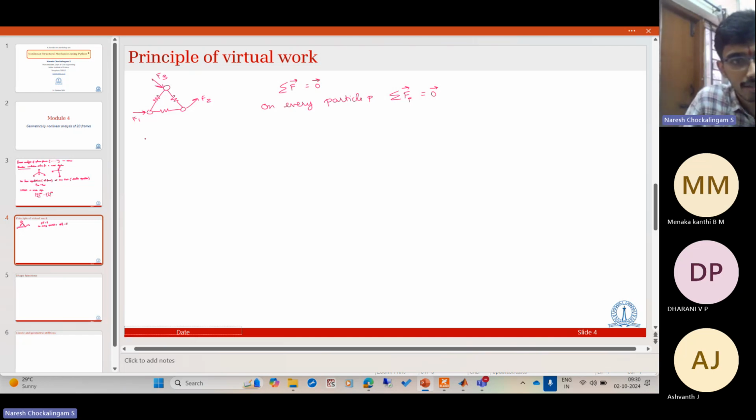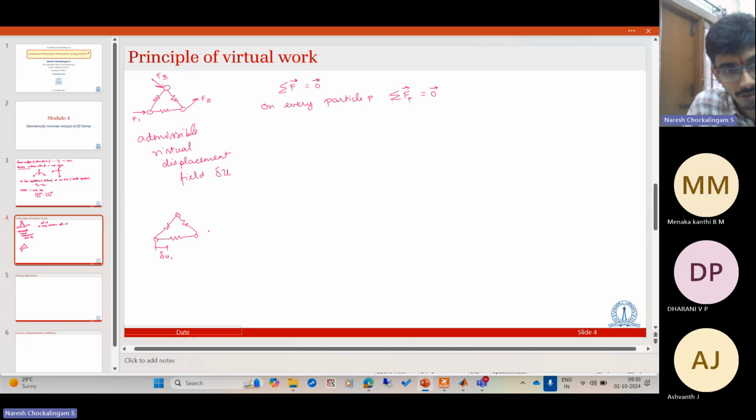Now we can always consider an admissible virtual displacement field and call it delta U maybe. It means basically to this system, I'm displacing these particles by some amount. The first one, I'm displacing it by some delta U1. I'm displacing this in the direction of force by some delta U2. And this I'm displacing by some delta U3.